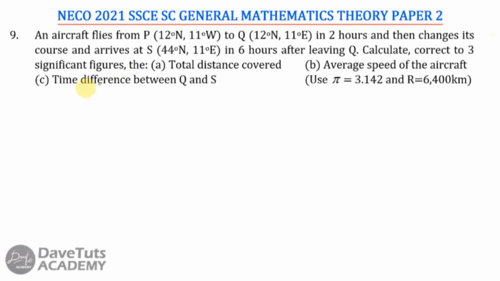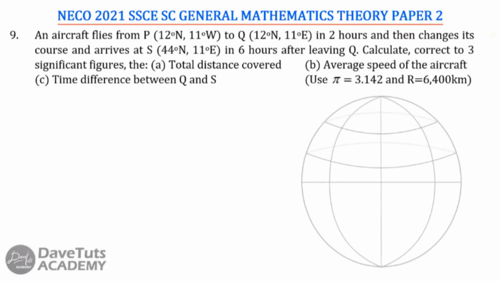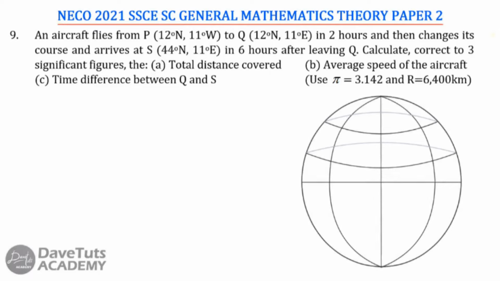In this question on longitude and latitude, we are told that an aircraft flies from point P, which is on latitude 12 degrees north and longitude 11 degrees west, to point Q, that is on latitude 12 degrees north and longitude 11 degrees east, in 2 hours, and then it changes its course and arrives at point S on latitude 44 degrees north and longitude 11 degrees east in 6 hours after leaving point Q.